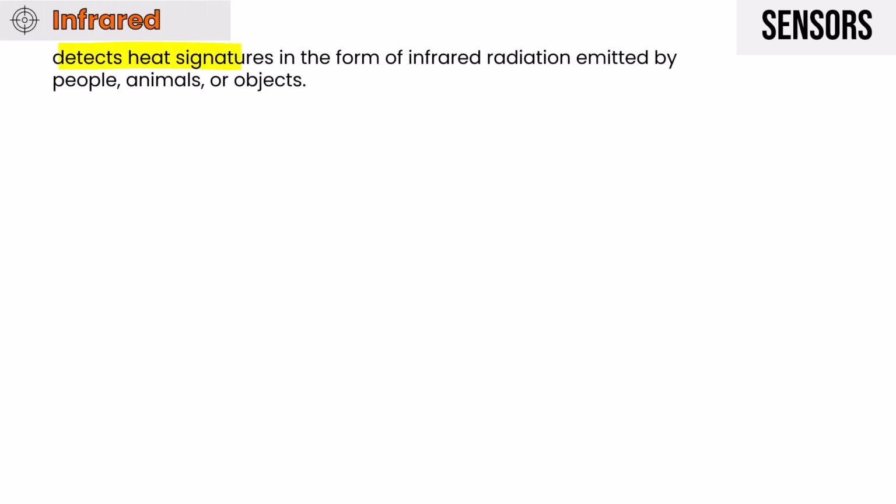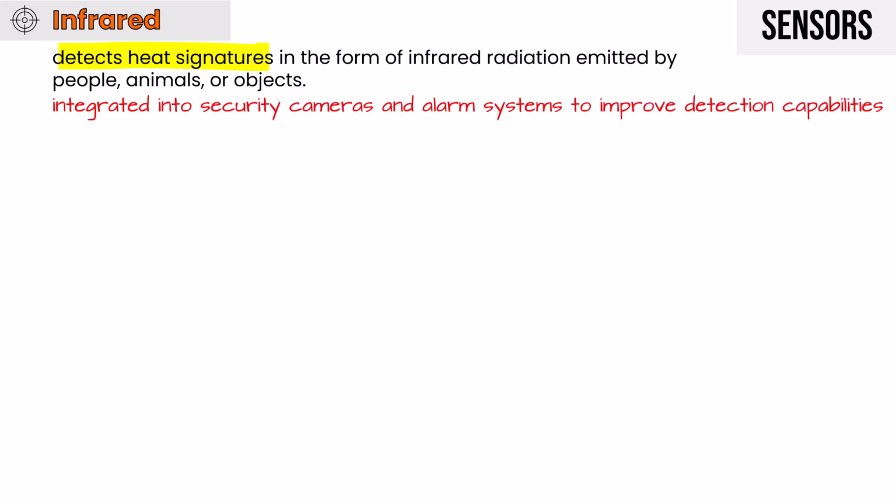There are 4 types of sensors called out in the syllabus. The first is infrared, which detects heat signatures in the form of infrared radiation emitted by people, animals, or objects. Infrared sensors are often integrated into security cameras and alarm systems to improve detection capabilities.